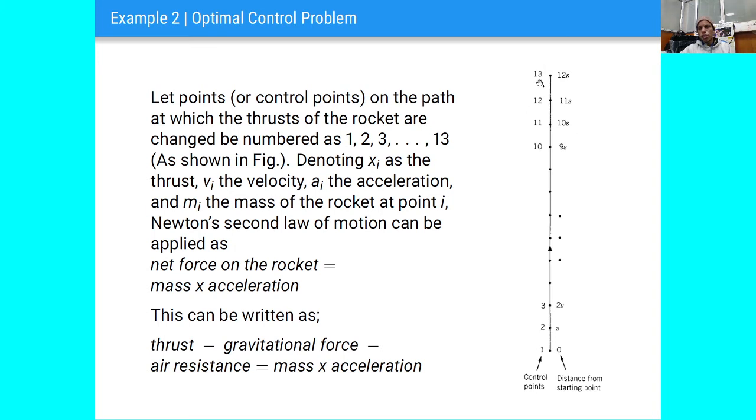Okay, from T12 to T13. So this time, if we want to calculate the total time of travel, it will be T1 plus T2 plus T3 plus ... T10, T11, T12. Okay, so up to T12 there will be 12 segments of time that we have to sum in order to calculate the total time taken by the rocket.